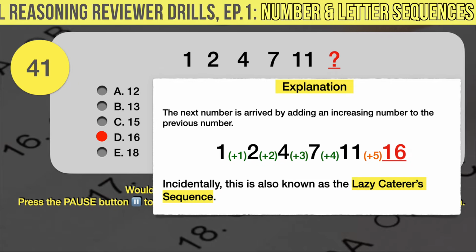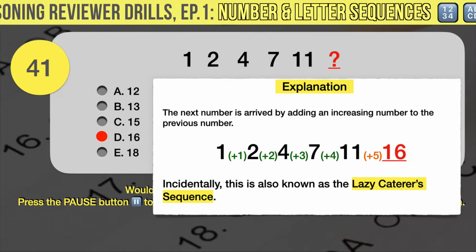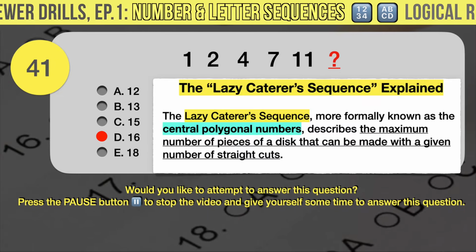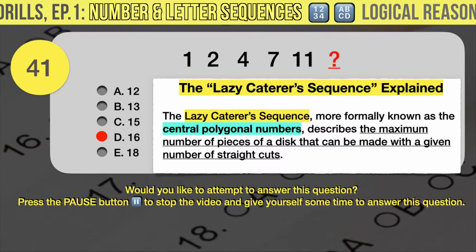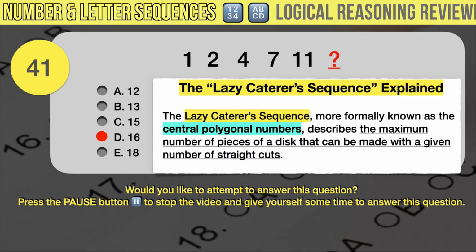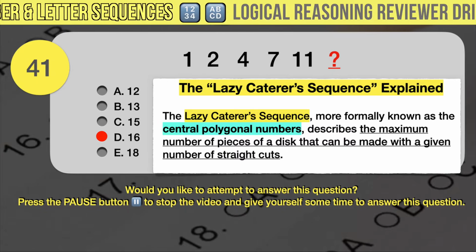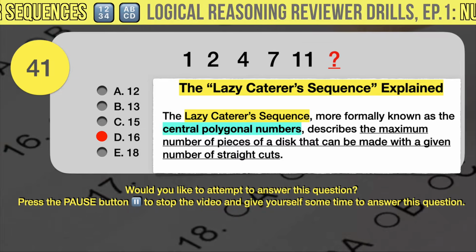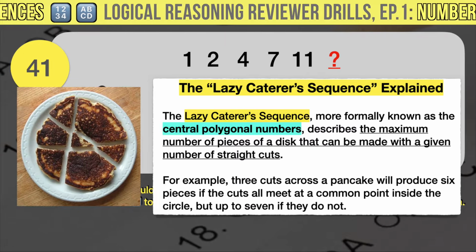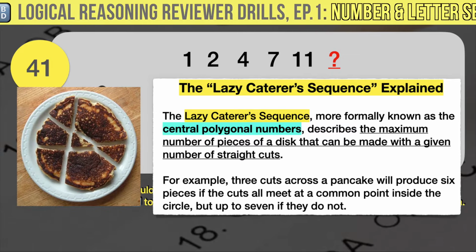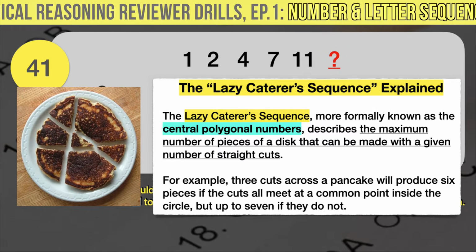Incidentally, and very interestingly, this is also known as the lazy caterer sequence. The lazy caterer sequence, more formally known as the central polygonal numbers, describes the maximum number of pieces of a disk, a pancake or pizza is usually used to describe the situation, that can be made with a given number of straight cuts. For example, 3 cuts across a pancake will produce 6 pieces if the cuts all meet at a common point inside the circle, but up to 7 if they do not.